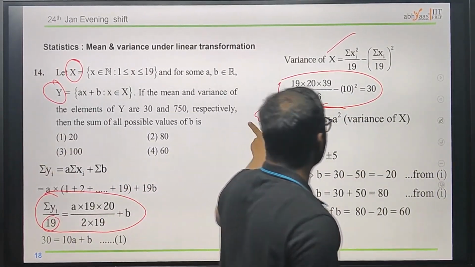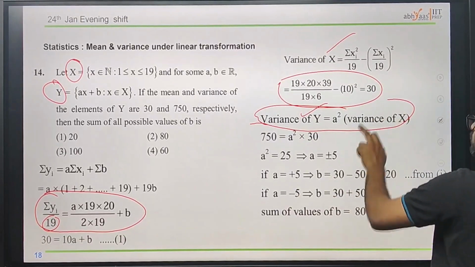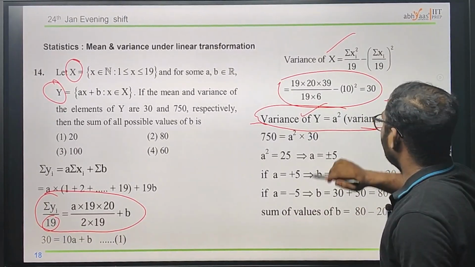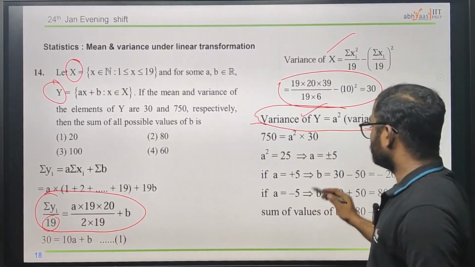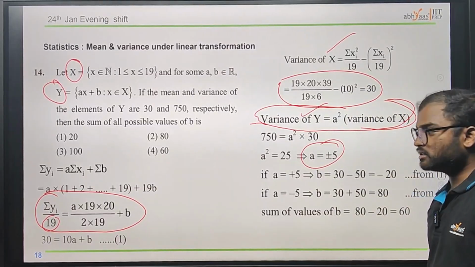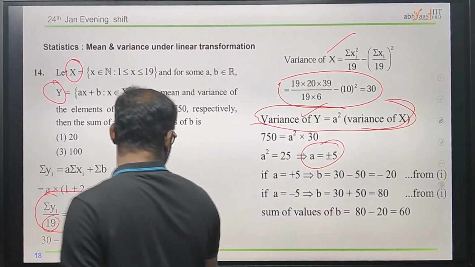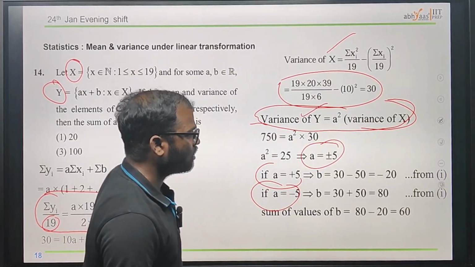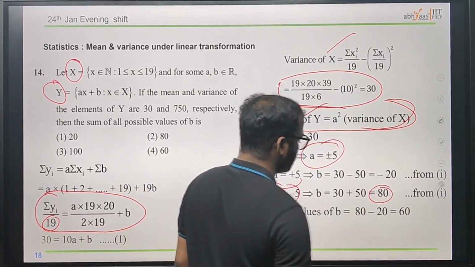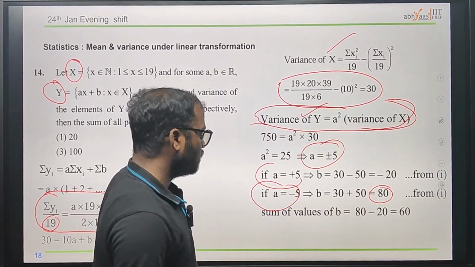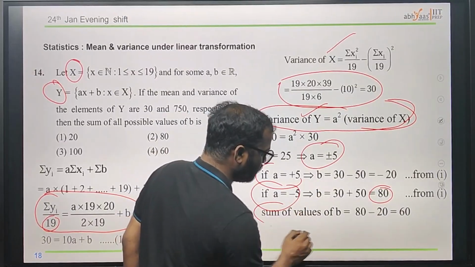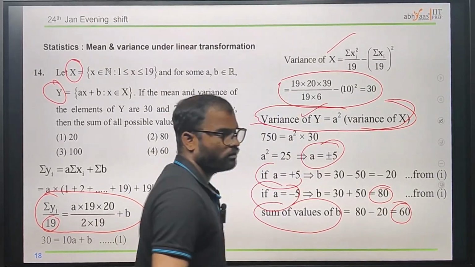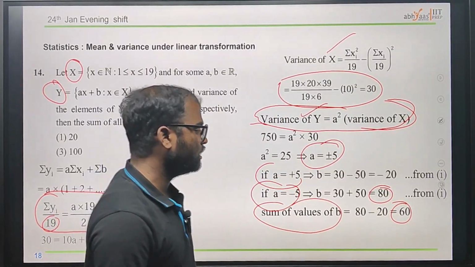For that reason we have variance of y is equal to a square into variance of x, which gives us a as plus or minus 5. Just substituting a in place of this one. If a is equal to plus 5 or a is equal to minus 5, we got minus 20 and 80 as our answer for the b values. Now the sum of all values of b will be 60.